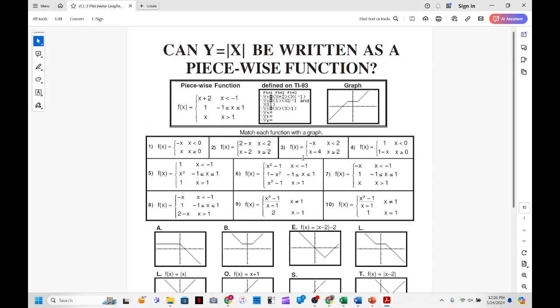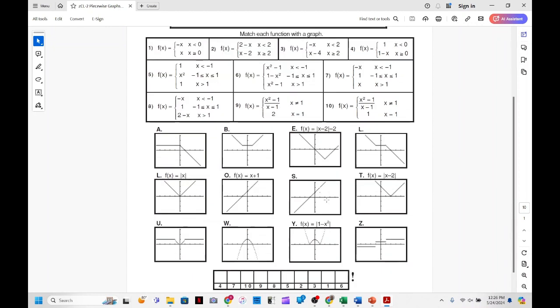For this puzzle we're trying to answer the question, can y equals absolute value of x be written as a piecewise function? And to solve this we're going to be using our graphing calculator to graph out each of these piecewise functions and match them with one of these functions down below. Whenever we find the function that we're looking for, the letter that goes with that is going to go above the problem number that we just did in these boxes down below.